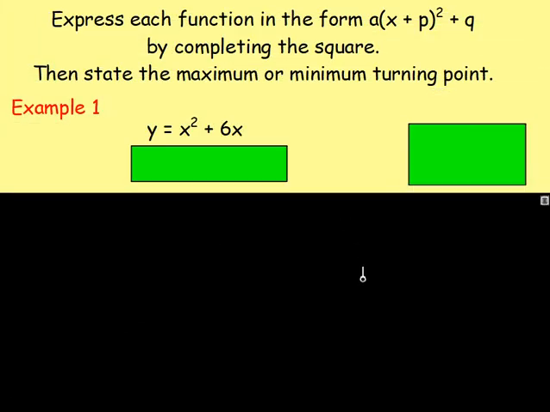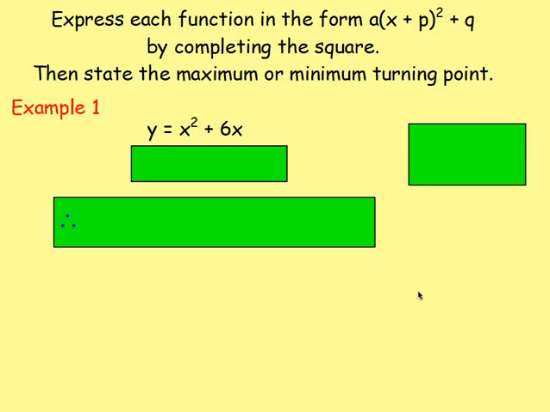Let's do a few examples then. I've got quite a few of these going from easy to hard, and for each one we want to express the function in the form a bracket x plus p all squared plus q by completing the square. We're then wanting to state the maximum or the minimum turning point. So let's start off with y equals x squared plus 6x.